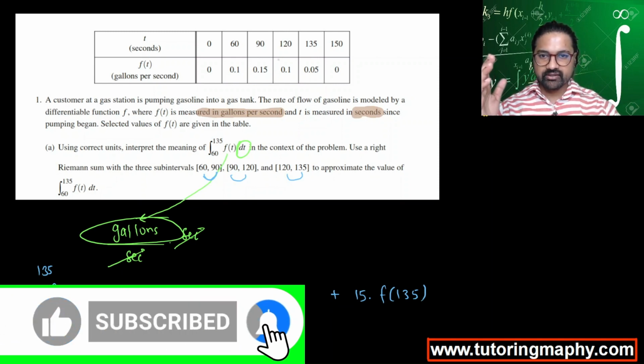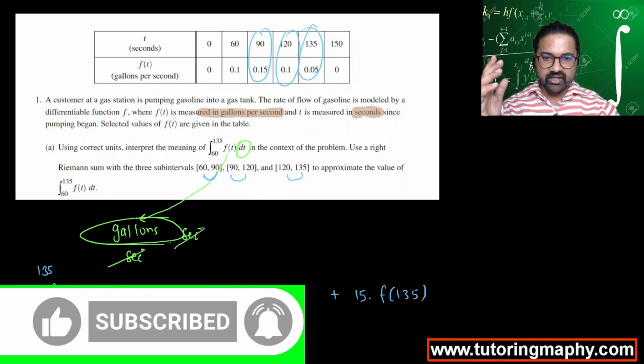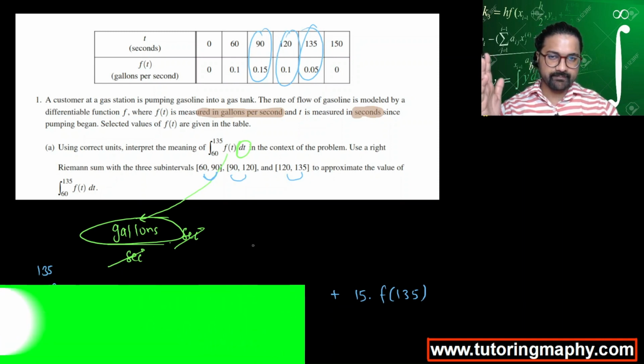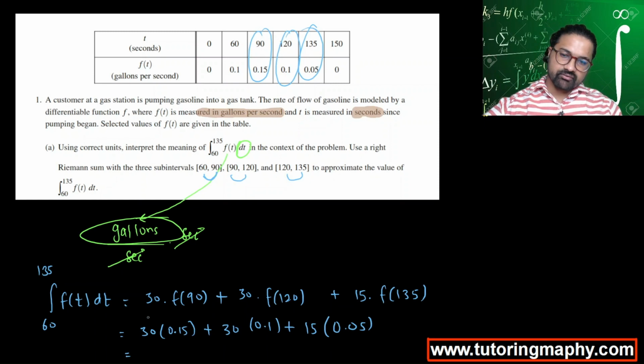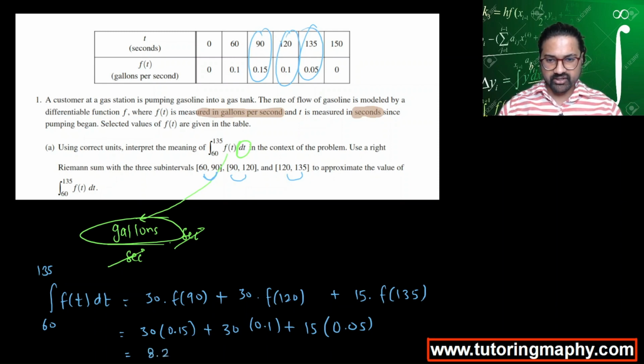It's all a matter of plugging in the numbers. So we need 90, 120 and 135, all of which are given in the table. So 30 times 0.15 plus 30 times 0.1 plus 15 times 0.05. All right, calculator is allowed. So let me just grab my calculator. You can fast forward this particular section of the video. 30 times 0.15 plus 3 plus 15 times 0.05. That's going to be 8.25. This is what I'm getting, 8.25.